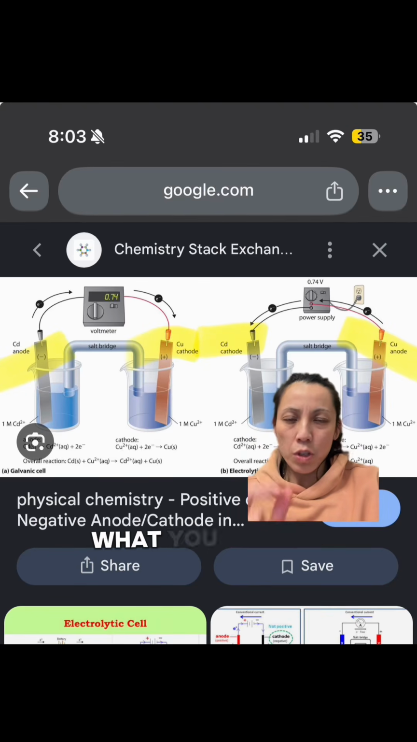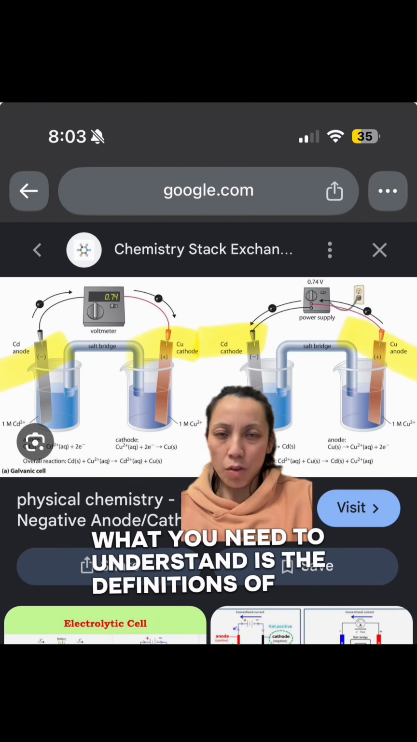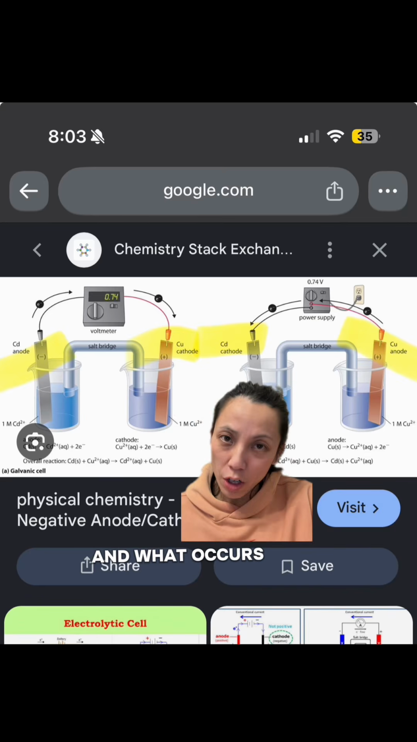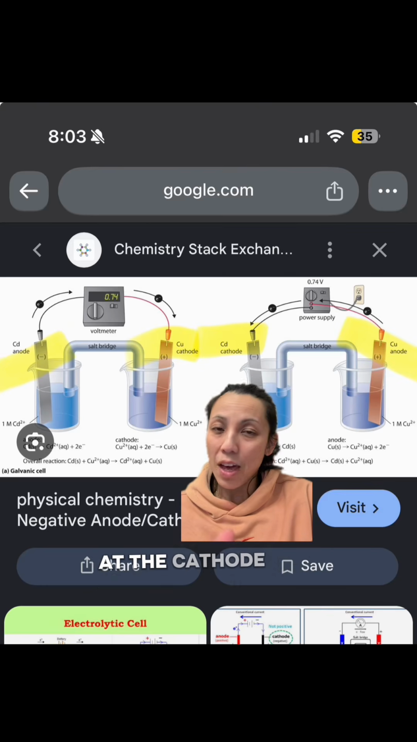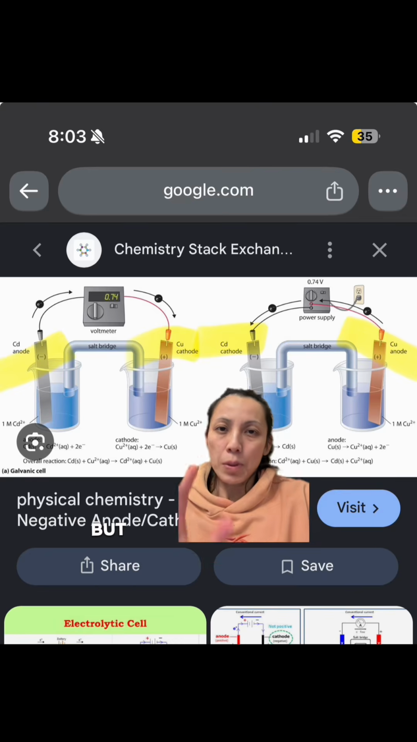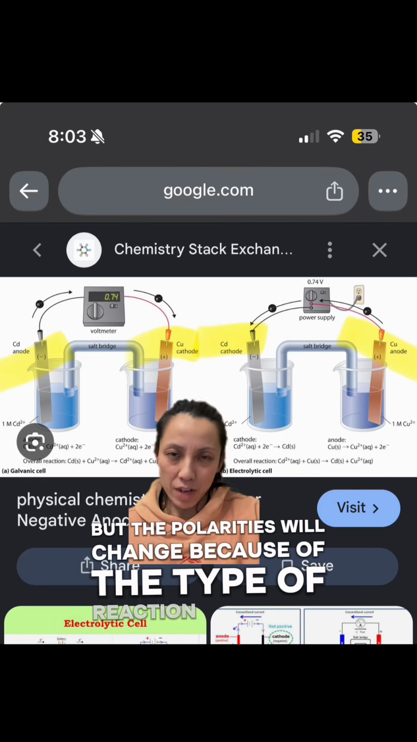What you need to understand is the definitions of the anode and the cathode, and what occurs there never changes. So at the anode will always be oxidation, at the cathode will always be reduction. But the polarities will change because of the type of reaction you've got.